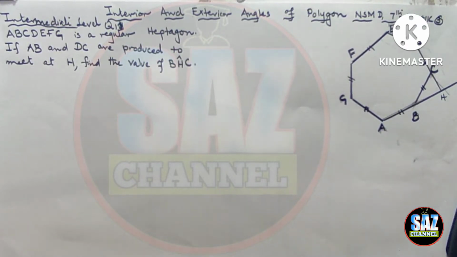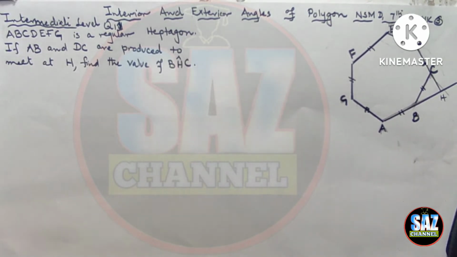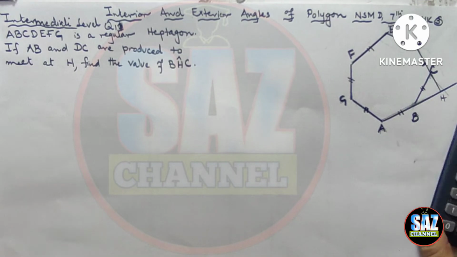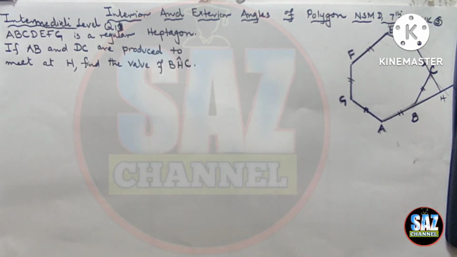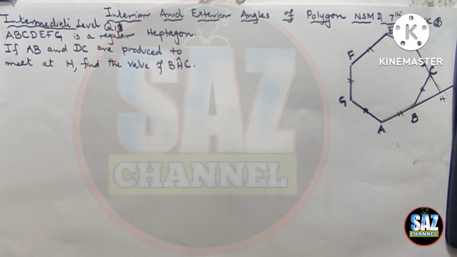This is my third lesson of New Syllabus Mathematics D1, 7th edition, exercise 11C, about polygon properties and interior and exterior angles. In this class, students, we will be learning and discussing intermediate level question number 11, and I am making these lessons on special request of my juniors. And juniors, how can I forget about you?